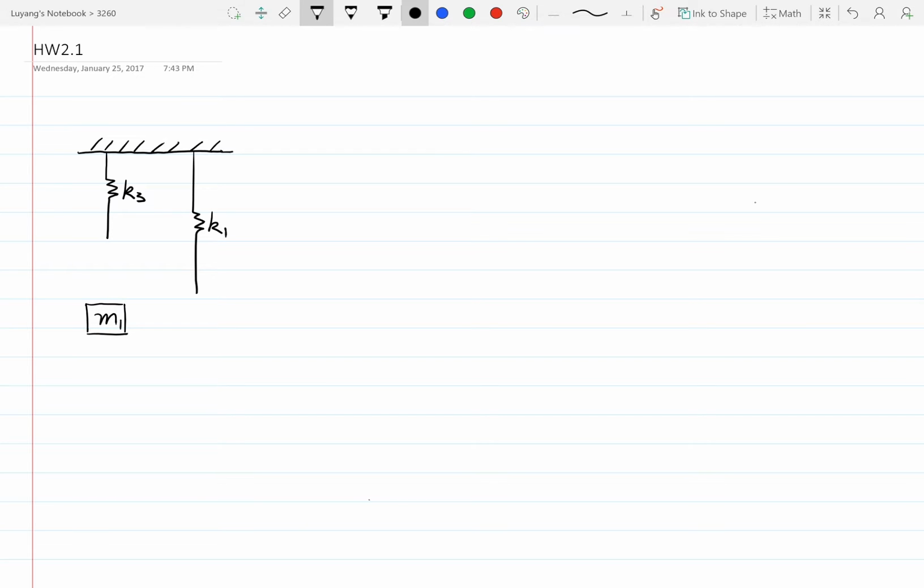Under M1 there's another spring, K2. And both K2 and K1 are connected to a large block, which is M2.